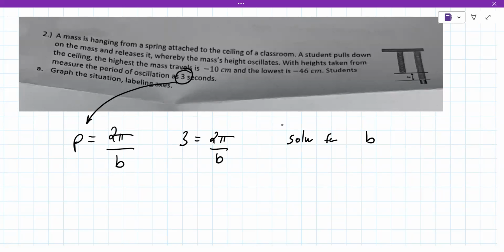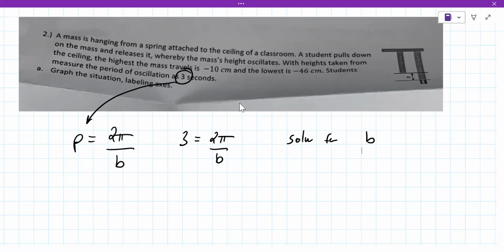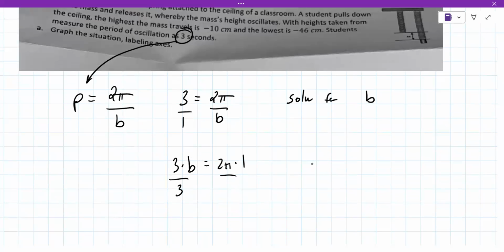So to do this, do you remember how to solve for something in the bottom? I haven't really done it like this. Would it just be 6 pi? Let's cross multiply: 3 times b equals 2 pi times 1. And then you divide both sides by 3. So b equals 2 pi over 3.